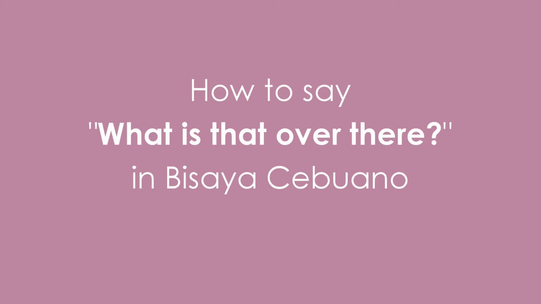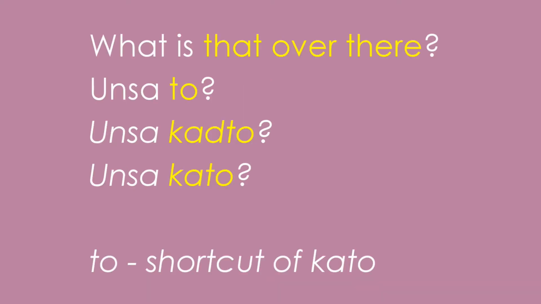My name is Judy. Today I am going to teach you how to say what is that over there in Bisaya-Cebuano. There are three ways to say this. The first one is unsa to, and then the other one is unsa kadto, and then the third one is unsa kato.